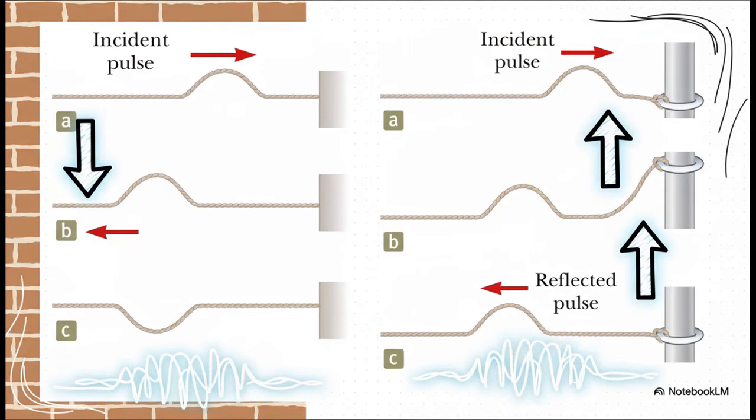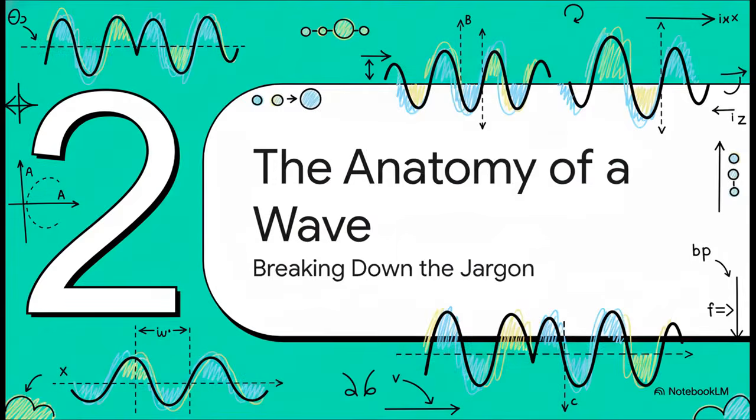This might seem like a small detail, but this single principle of reflection is behind so much, from how an echo works to how we use sonar to map the entire ocean floor. Wild, right? All right, so that was a single pulse. But what about a continuous wave, like you'd see on an oscilloscope?